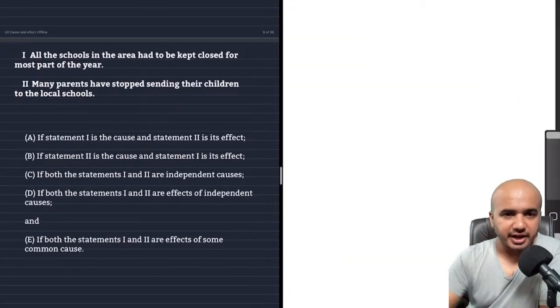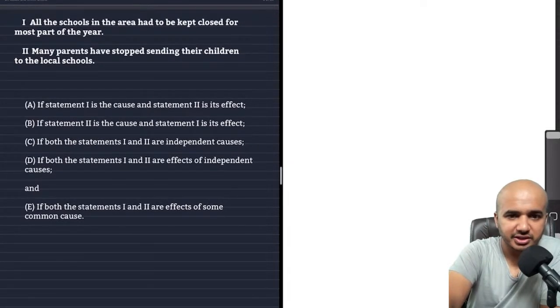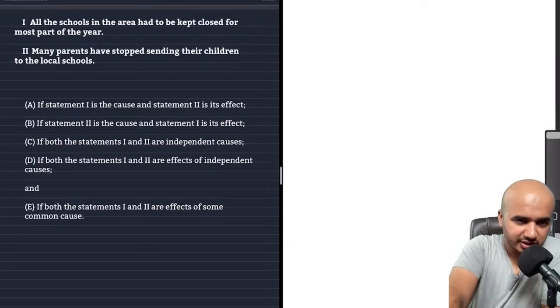All the schools in the area had to be kept closed for most part of the year, they say. Many parents have stopped sending their children to the local schools. Now we have two different statements. We have to establish if there is a cause and effect relationship between the two.